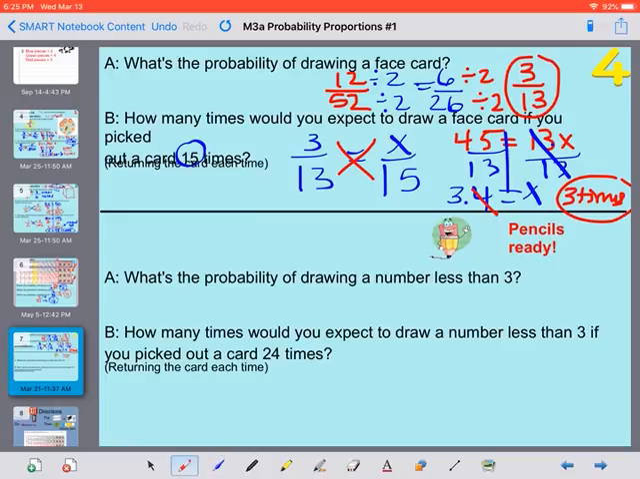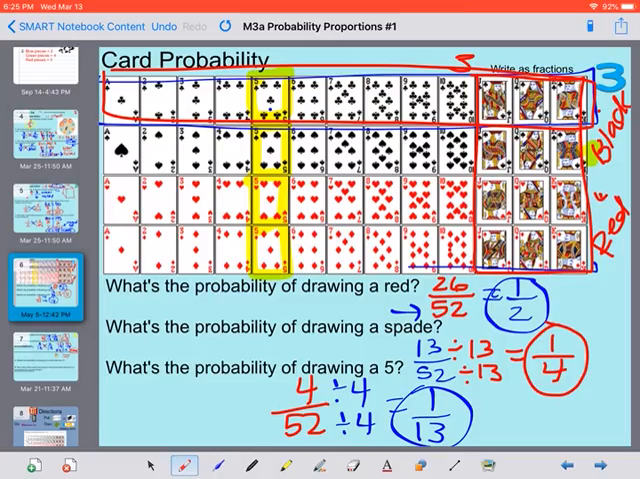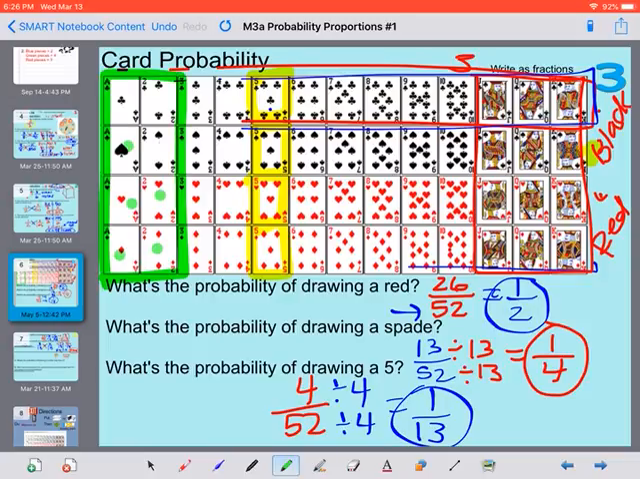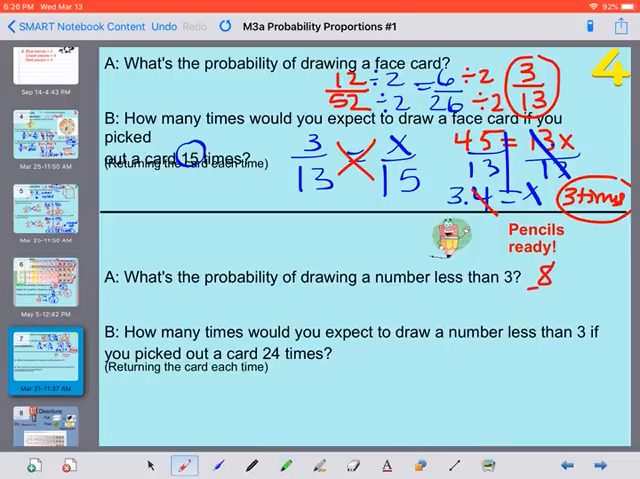So what's the probability of drawing a number less than 3? We're going to consider an ace less than 3, and it doesn't say including a 3, so anything less than a 3. The only numbers that are less than 3 are the 2's and the 1's. So we have 1, 2, 3, 4, 5, 6, 7, 8 cards that are less than 3 out of 52. And we could simplify this. I'm going to divide by 4. I know 52 is divisible by 4. We did that earlier. That's 13. And 8 divided by 4 is 2. So 2 out of 13 are less than 3, which makes sense.